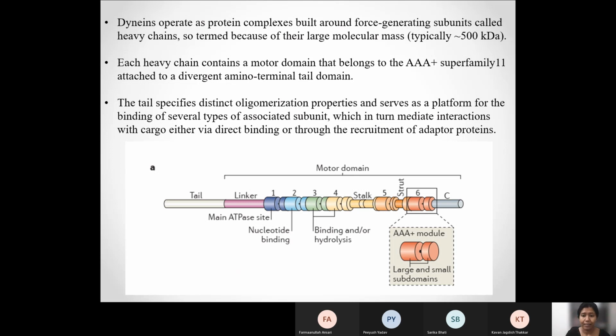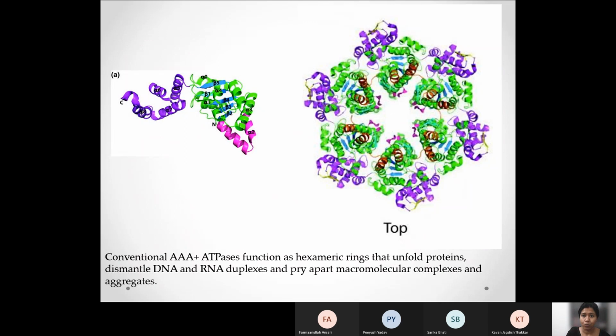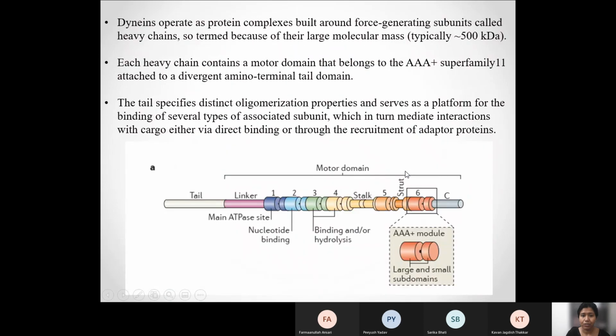exactly like the AAA ATPase do in nature. They fold themselves in this ring-like structure. A similar thing is achieved, but by distinct domains within the heavy chain. So you have these domains. Apart from that, on the N terminus, you have something called the tail region, followed by something called the linker region.